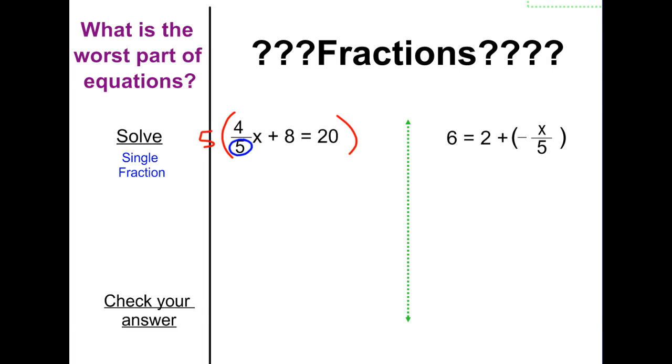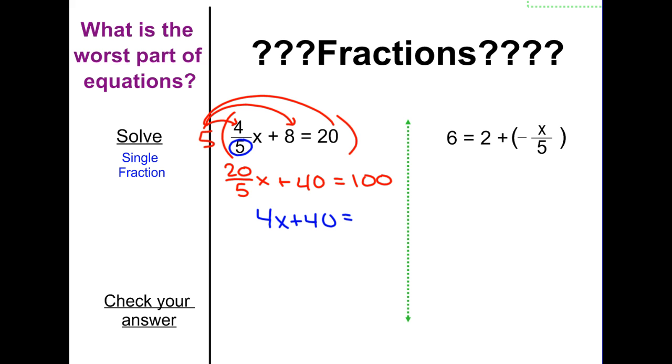If we do this, we take this, and it's going to be 20 over 5 times x, plus 5 times 8 is 40, equals 5 times 20 is 100. Now if you look, 20 divided by 5 is really 4x plus 40 equals 100. I want you to notice right there, we had 4/5 and we multiplied by 5, which makes that number go there. And look at that. That's a heck of a lot easier to look at. I'm sure you're thinking that's so much easier.